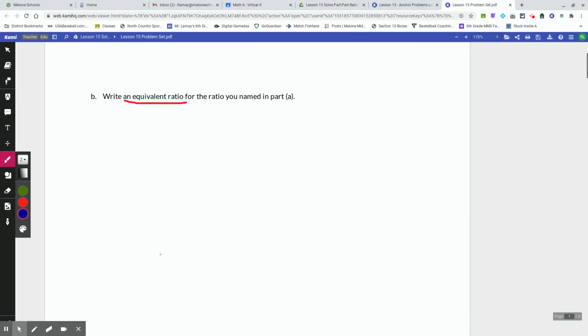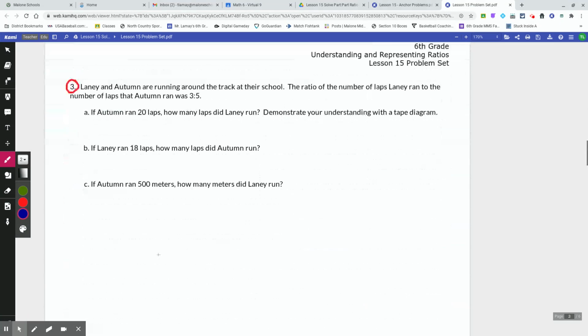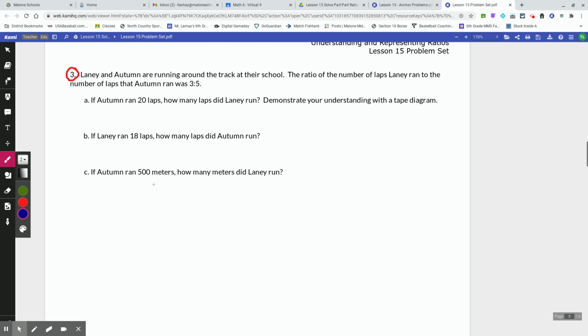All right, number 3. We're talking about running. Lainey and Autumn are running around the track at school. So this is very similar to the one I just did over on number 2, with a ratio of 3 to 5. You got to use a tape diagram. Autumn ran 20. So you got to break it down to how many would go in each block. And in a separate problem, Lainey ran 18. Autumn ran 500. So you got to break it down to fit how many would fit in each block. Use those tape diagrams for each one.